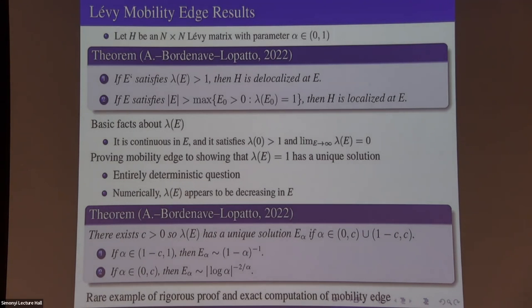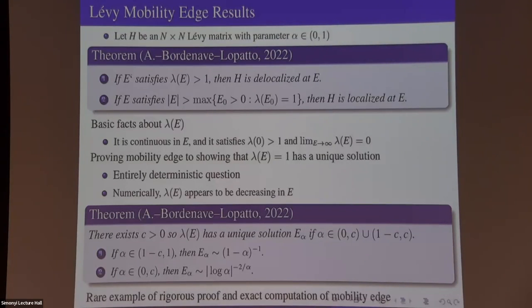So now the statement is the following. If I take some point in the spectrum so that lambda E is strictly bigger than 1, then you're delocalized at E. And on the contrary, if E is, okay, this one will require a little bit of explanation. If E is bigger than the maximum E, so that lambda E is bigger than 1.